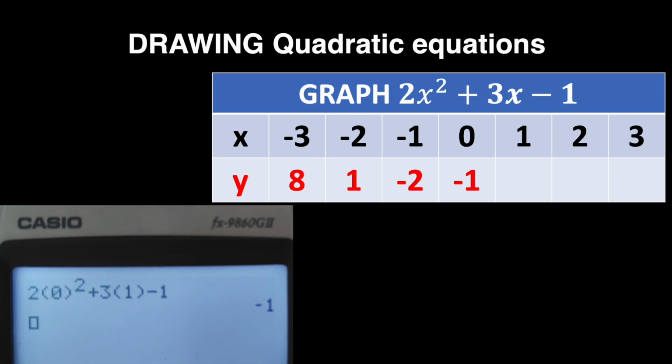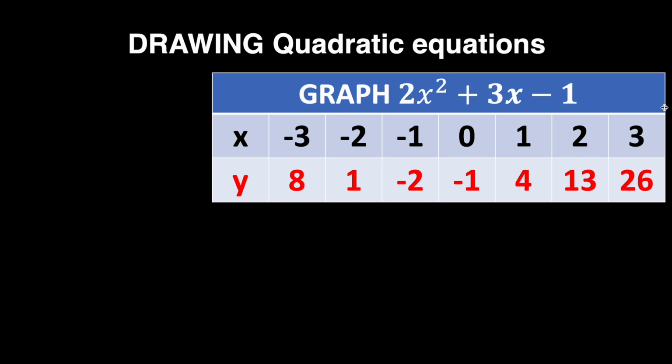So after 0, we go to 1, not -1, 1. Then 2. And finally, we replace our 2 with a 3. So replace both 2's with a 3, and we get 26 for our last one. So now we have these from our calculator. What do we do from here?